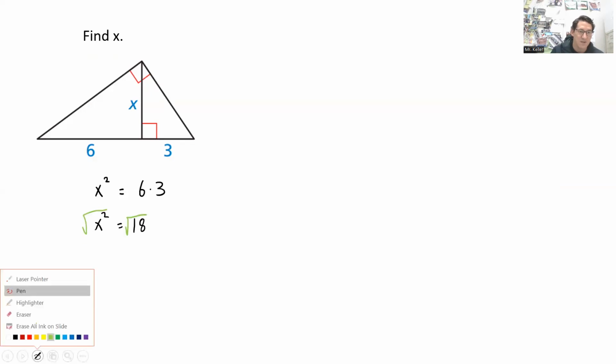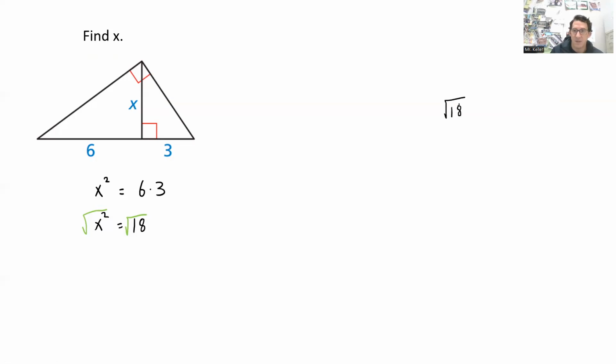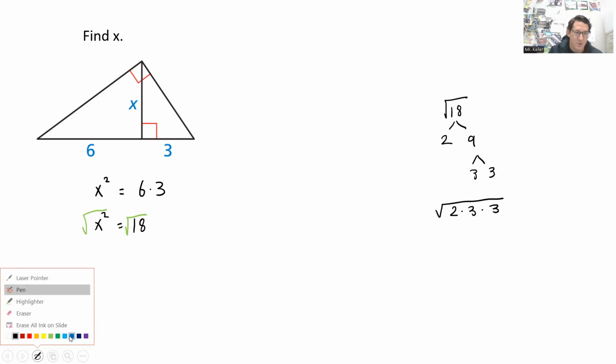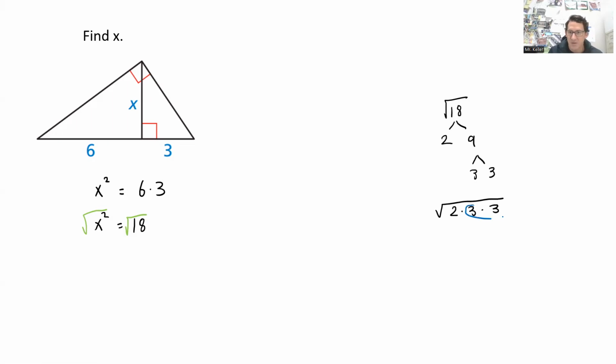And when we have a square root there, we need to do a buddy system. So off to the side, I'm going to do a buddy system. So square root of 18. 18 is 2 times 9. 9 is 3 times 3. So put those back in the radical: 2 times 3 times 3. Remember, for the buddy system, we're going to look for pairs. So I have a pair of 3s. For every pair, one of those numbers goes on the outside.